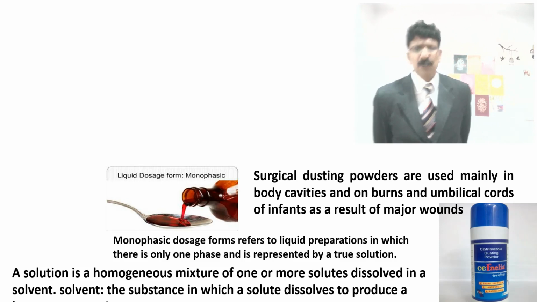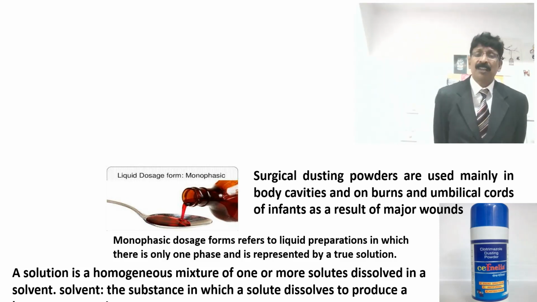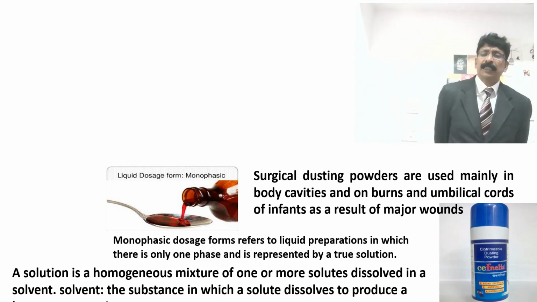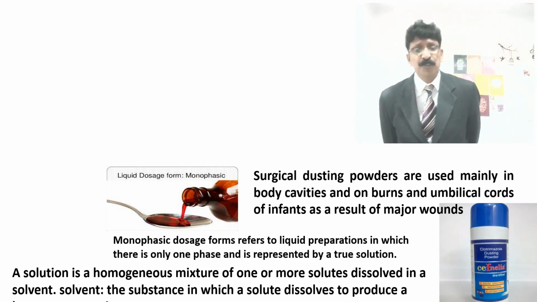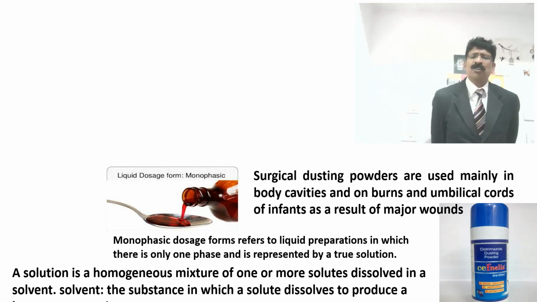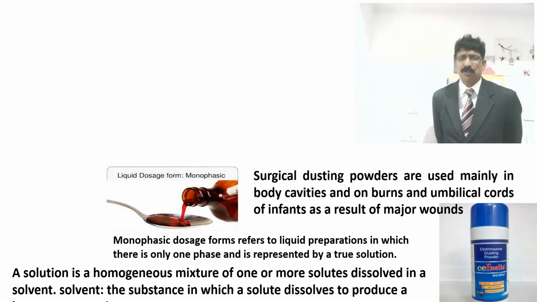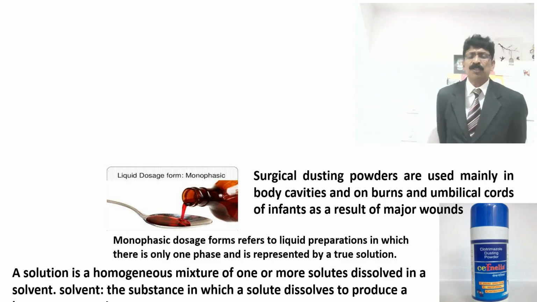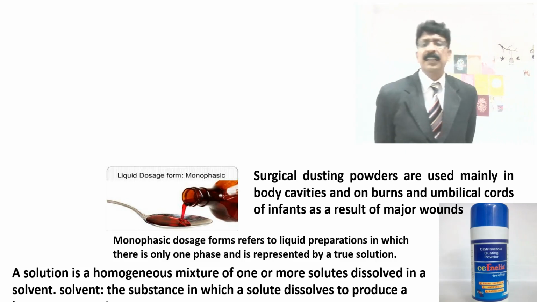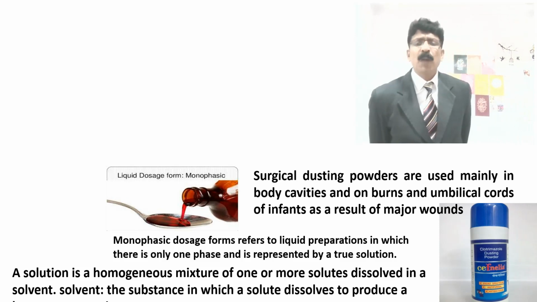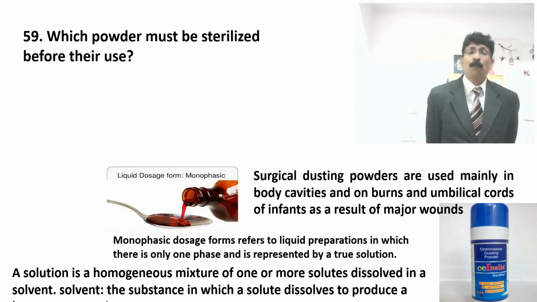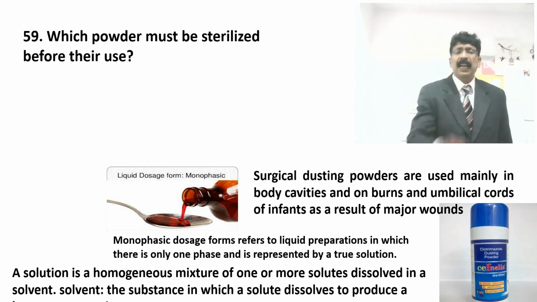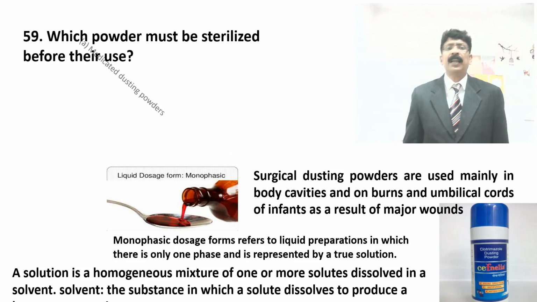A solution is a homogeneous mixture of one or more solutes dissolved in a solvent, and the substance in which the solute is dissolved produces a homogeneous mixture called a solution. So solution, a monophasic dosage form, refers to a liquid preparation in which there is only one phase, represented by a true solution. The question is, which powder must be sterilized before use?